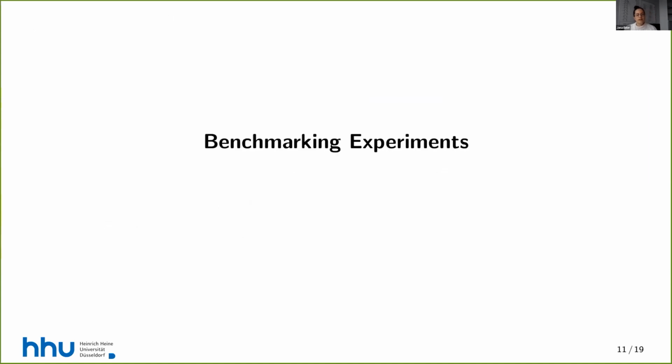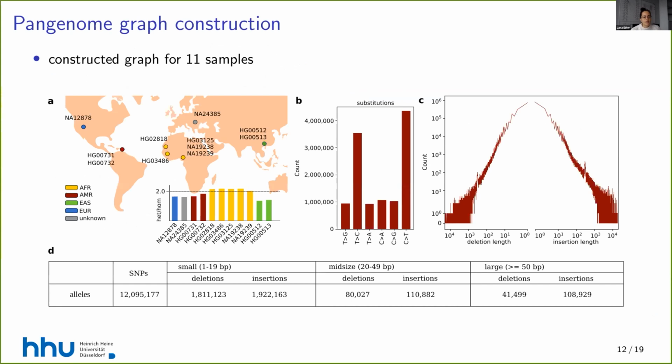So we've now done several experiments for evaluating the accuracy of the genotyping. This was done on haplotype-resolved assemblies of 11 samples. We use these 11 samples, which means 22 haplotypes, in order to construct a graph and to do variant calling, and these variants are later used for genotyping.